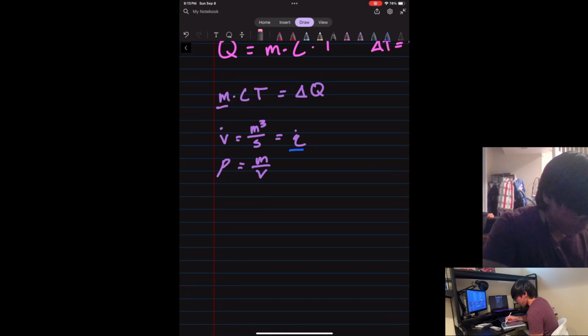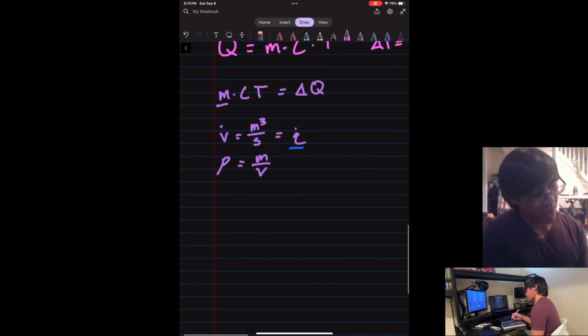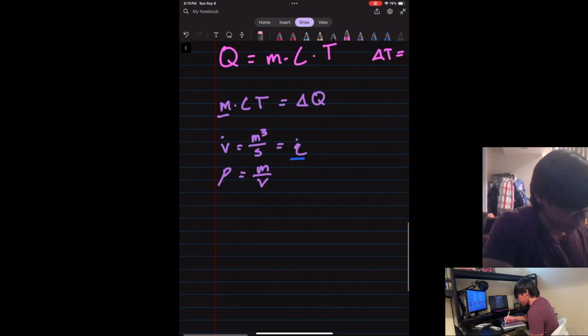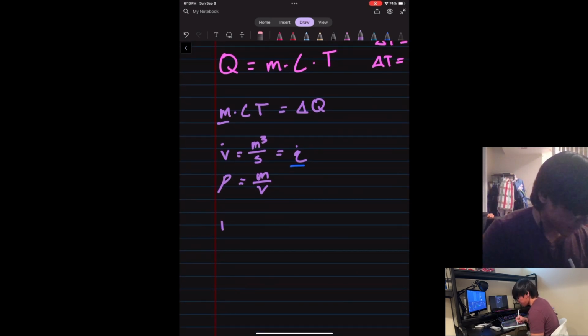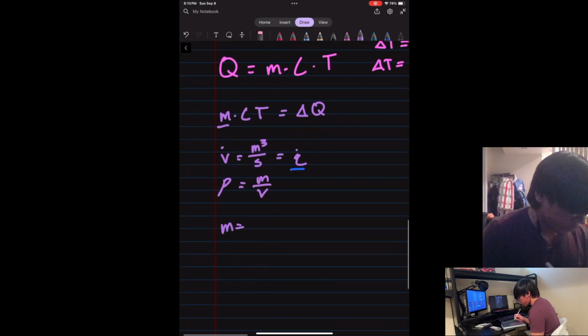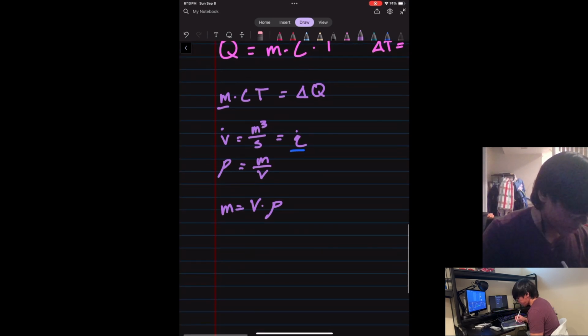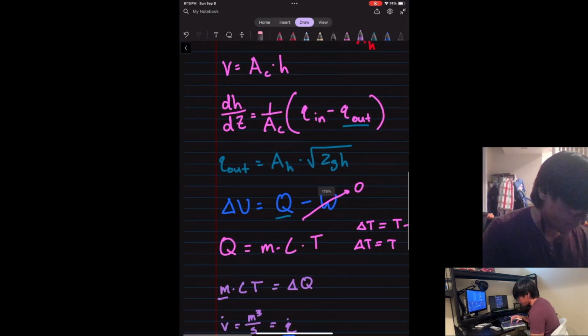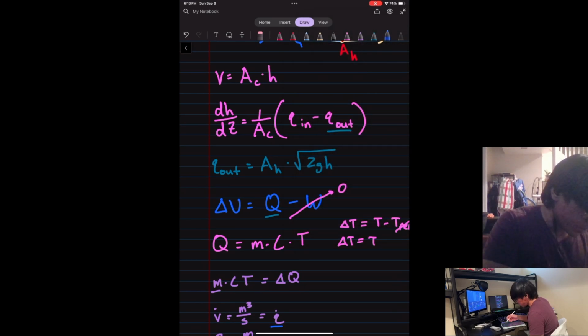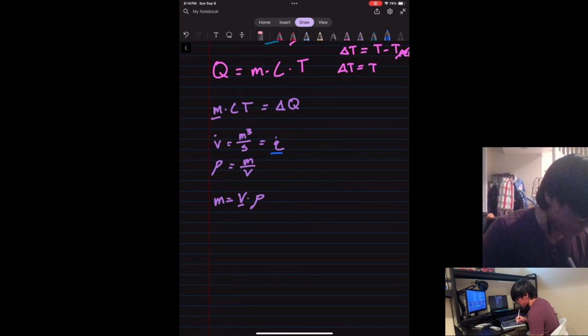But in terms of what we do have for the left-hand side, our mass, what we can define is that mass is equal to our volume times our density. And instead of breaking down our volume over here, we will just keep it as volume, since if we remember up here, our volume was equal to our cross-sectional area of the entire tank times our height. And that will be very important later on. So let's go ahead and do that substitution.